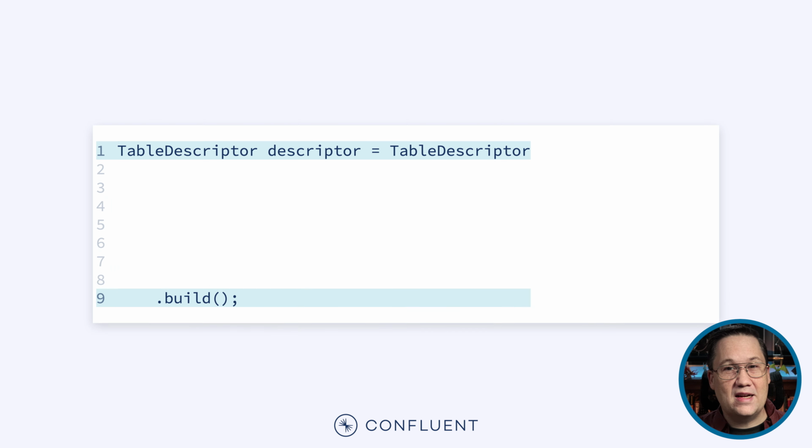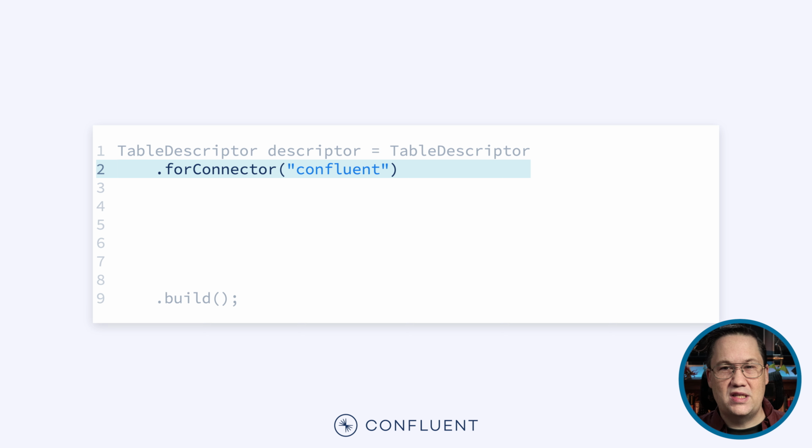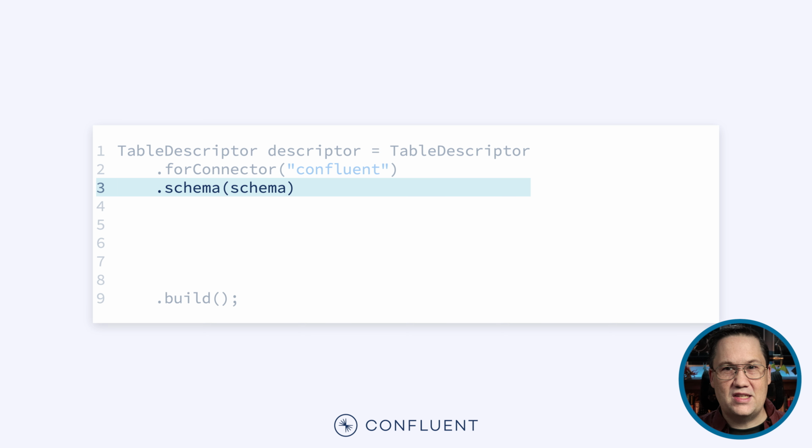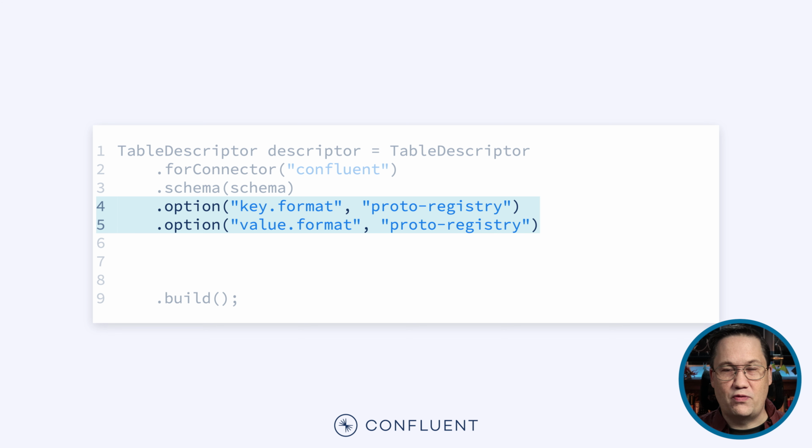To do that, we need a table descriptor. Once again, we use the builder pattern. Assuming we are connecting to Confluent Cloud and will use the Confluent connector, we can assign the schema that we previously created to the descriptor as shown. Then we just need to tell the descriptor which registry format to use. Here, I'm telling it to use the proto-registry or protocol buffers format for both the key and value. We can also specify JSON registry or Avro registry instead. And we can apply separate formats to the key and value.